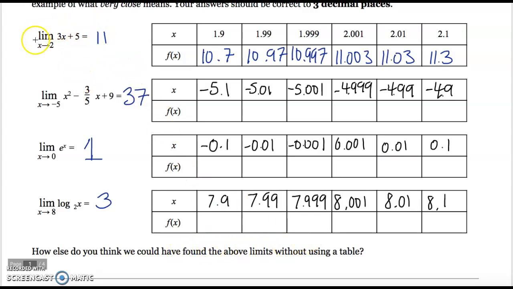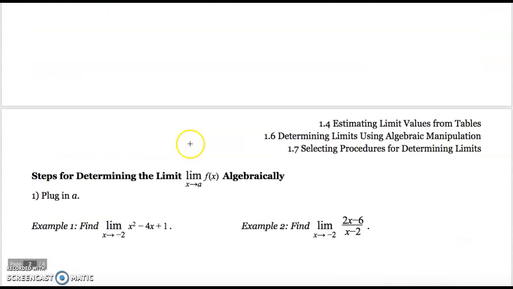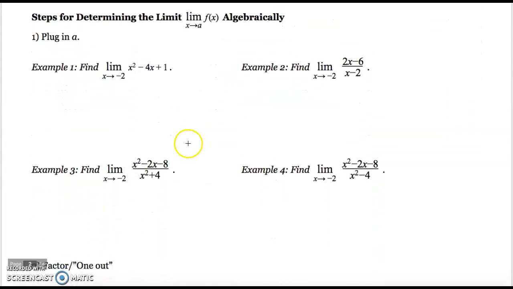And then I asked, how else do you think we could have found the above limits without using the table? So hopefully after viewing the equation and the x value that you were approaching for each of these problems, you figured out, hey, instead of having to test a bunch of numbers, the one thing I could have done is just plug in each of these numbers, and that would have gotten me my limits. So the limit of 3x plus 5 as x approaches 2 is 11, because when I plug 2 into my equation, I get out 11. Same thing when I plug in -5 or 0 or 8 here, you just got out what your actual numbers were.